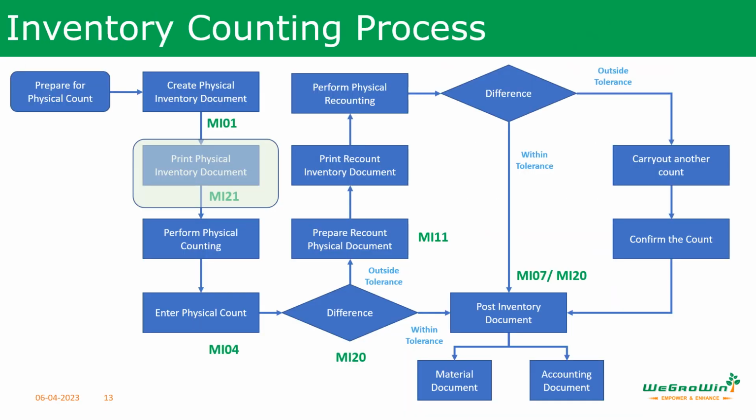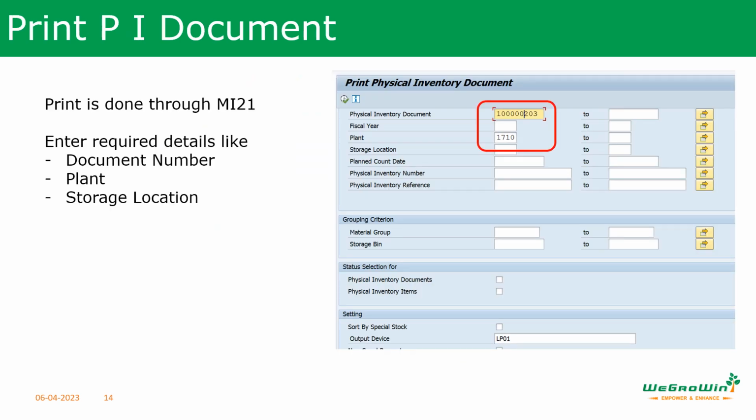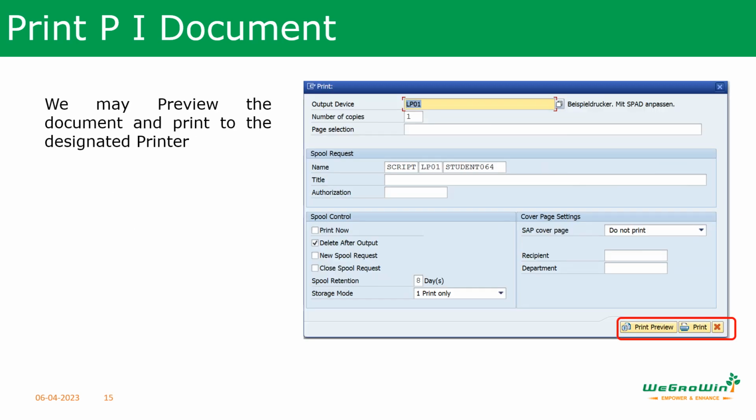Next, we need to print the physical inventory document. Print is done through transaction MI21. Enter the required details like document number, plant, and store location, and then execute the transaction. There is a print preview option to see the documents, and then we can print the document to the designated printer. Print the documents and bring them for the physical inventory counting.